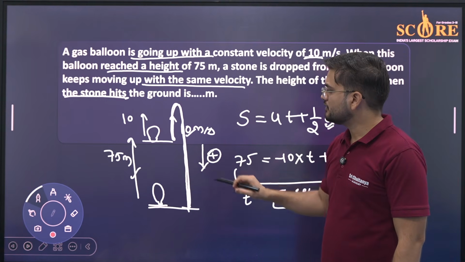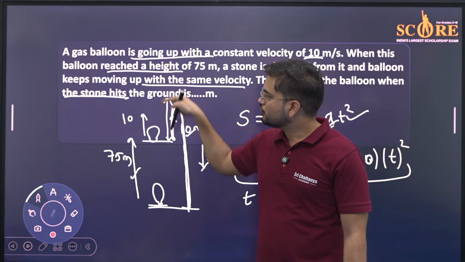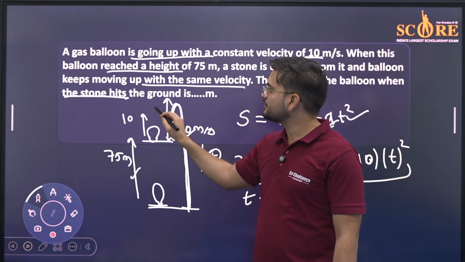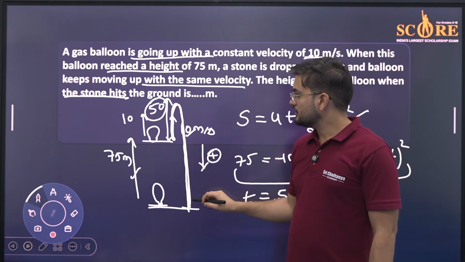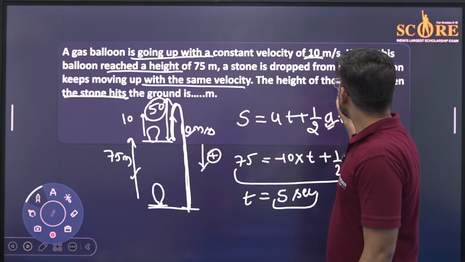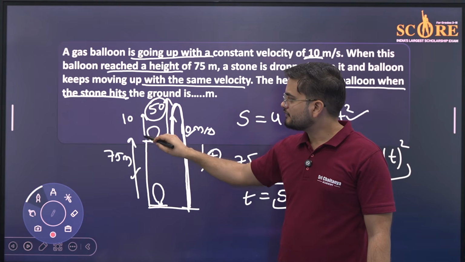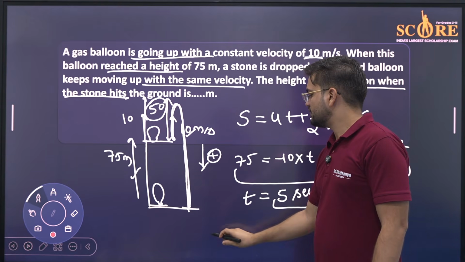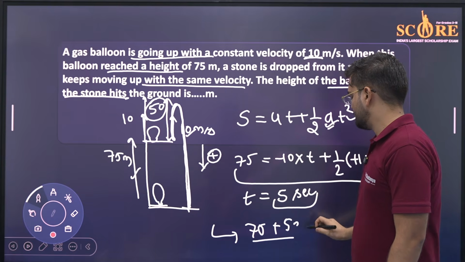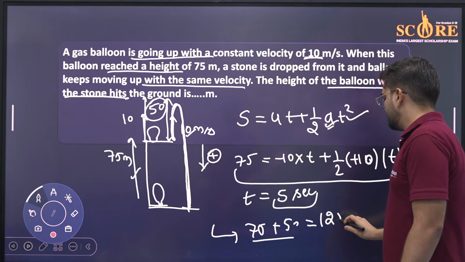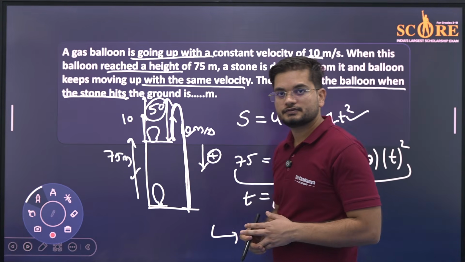In 5 seconds, what is the distance traveled by the balloon? It is moving with constant velocity 10 meter per second. So the distance will be 50 meter. Then what is the height of the balloon from the ground? 75 plus 50. So the final height will be 75 plus 50, so 125 meter. Clear?